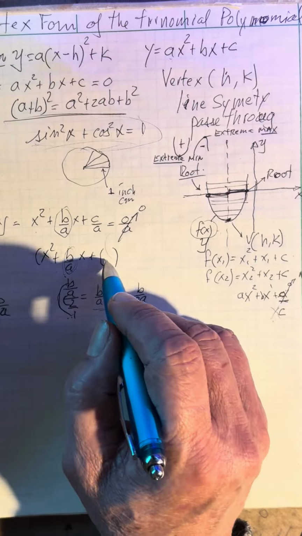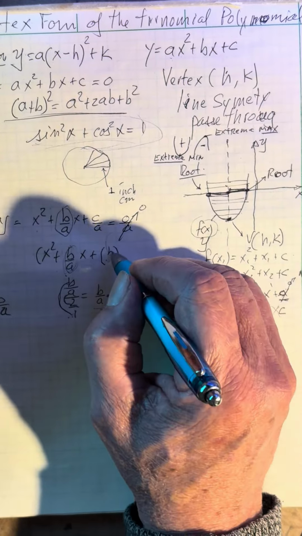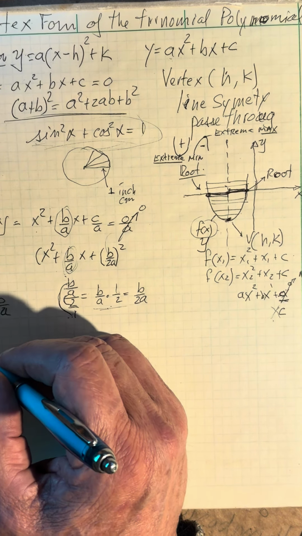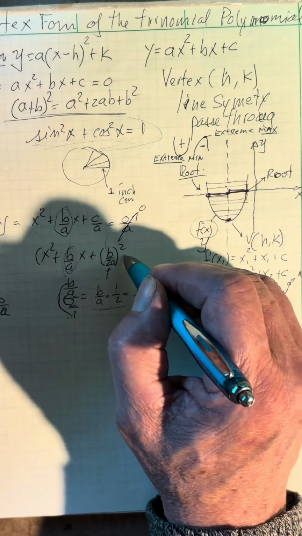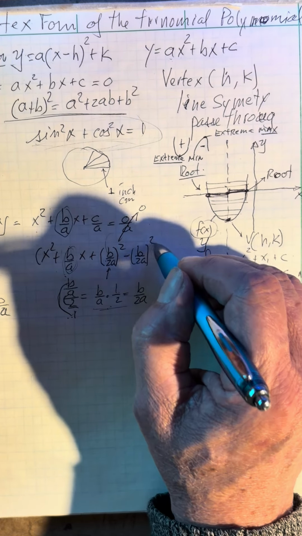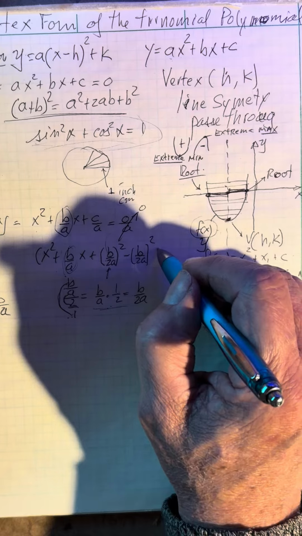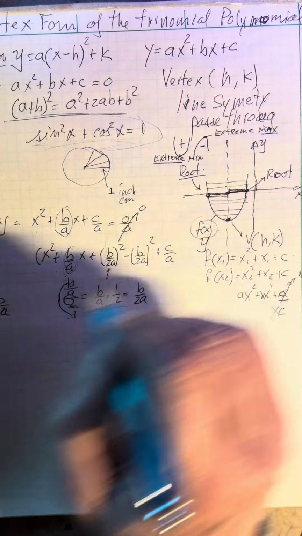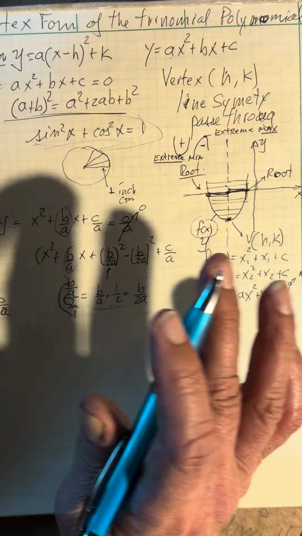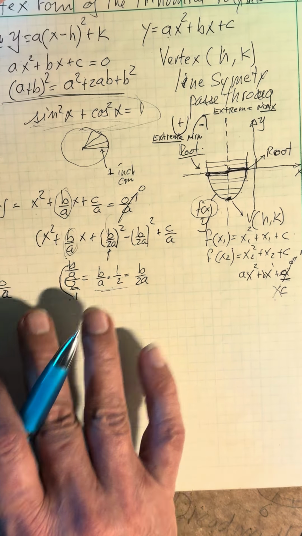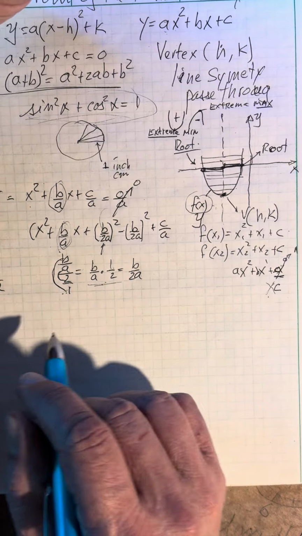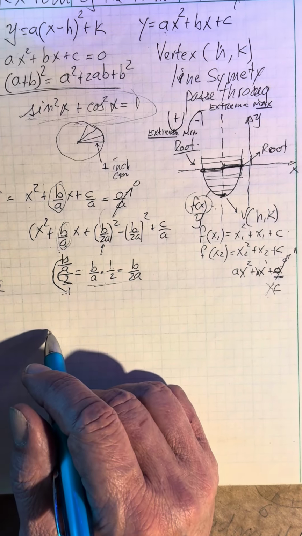Okay, so now we're going to put it here, b over 2a, and we're going to square it. But because we add this term, we need to subtract the same term. And we have to add c over a. Okay? So far, so good. I just want to make sure that everything is in place. Okay, so what else do we have to do?